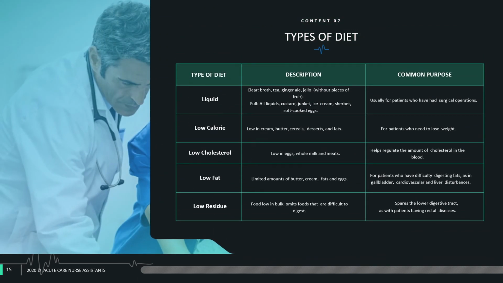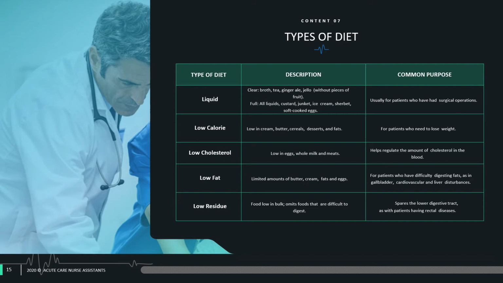Liquid. Clear liquid. Broth, tea, ginger ale, jello without pieces of fruit. Full liquid. All liquids, custard, junket, ice cream, sherbet, soft cooked eggs. Usually for patients who have had surgical operations. Low calorie. Low in cream, butter, cereals, dessert, and fats. For patients who need to lose weight.